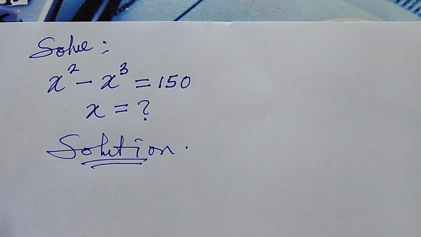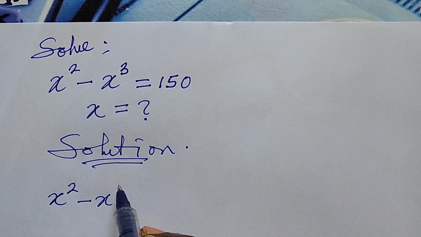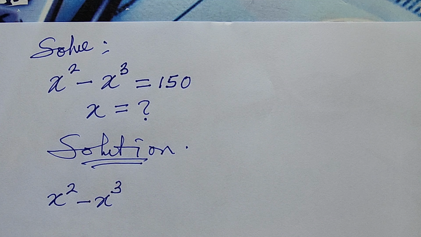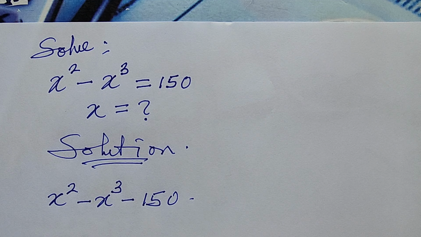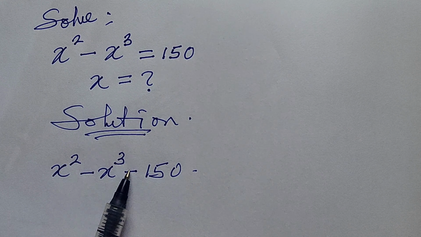Alright, so now let's take this question the way it is. So we're going to have our x to the power of 2 minus x to the power of 3. Then move this quantity to the left hand side. This will give us minus 150. Easy. Now look at the power we have here. We are having 2 and here we are having 3.